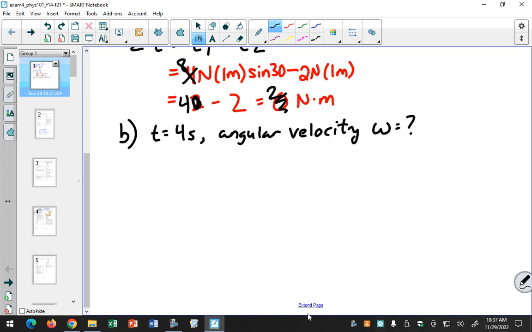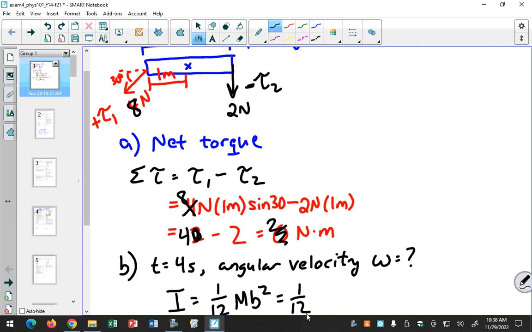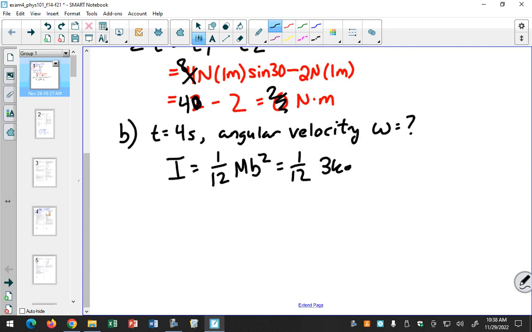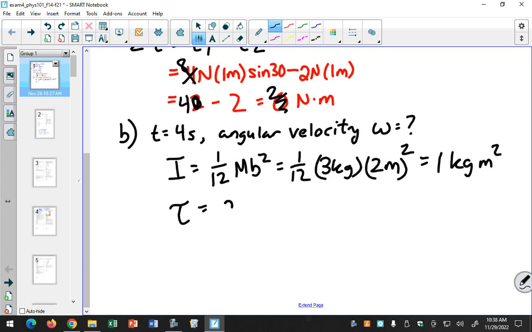And the first step is that you just need to find the moment of inertia. And for a bar, that's equal to 1/12 mL squared. So that's 1/12 of the mass, which was 3 kilograms, and the length, which is 2 meters squared. And so that's equal to 1 kilogram meter squared. Okay, so that's my moment of inertia. I know what is the net torque. The net torque is 2 newton meters, counterclockwise, by the way, because it's positive.